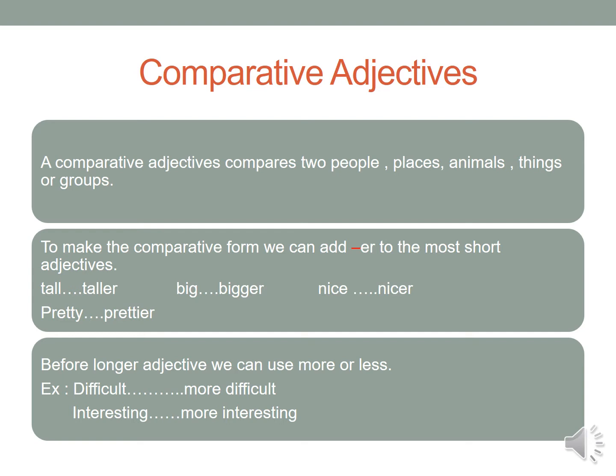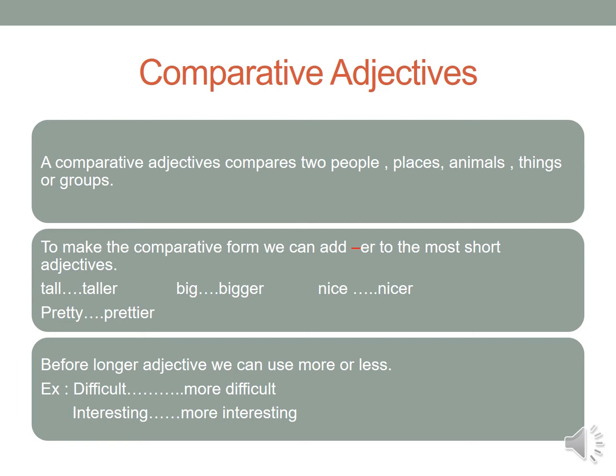For example, when we have tall, here we have T-A-double-L. So we add what? -er. What about big? We have to double the last letter. It will be bigger. And nice, we have an E at the end of the word nice, so we don't add -er, we only add R.